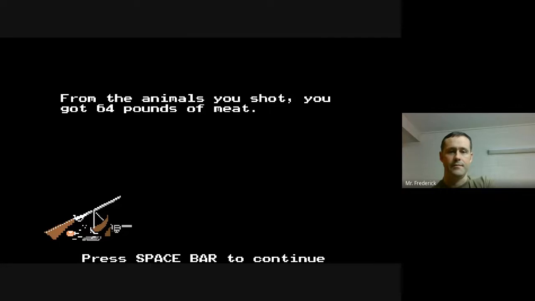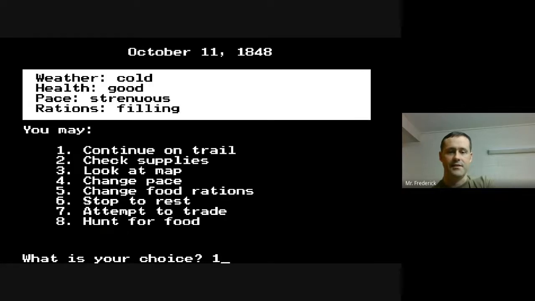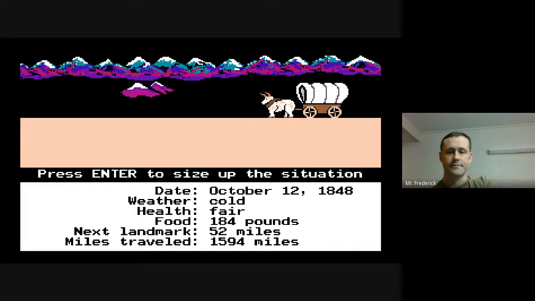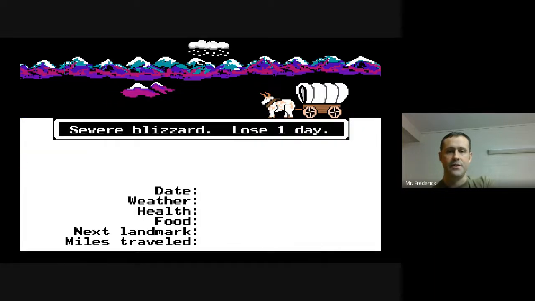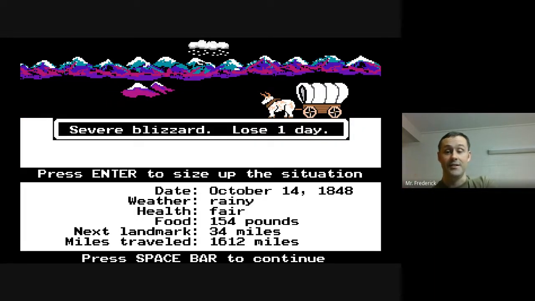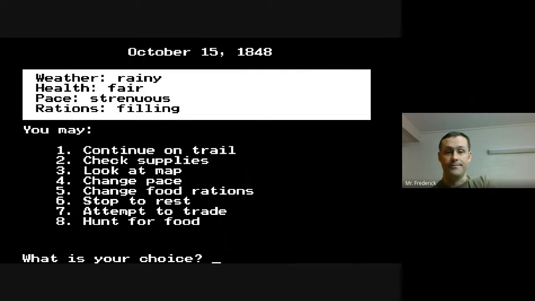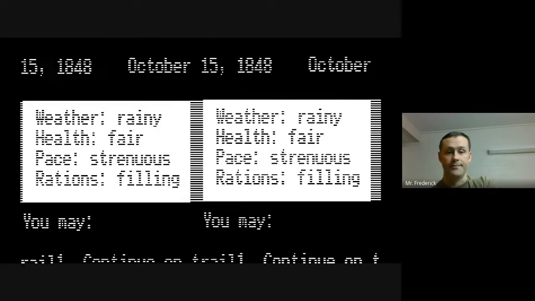Okay. Got that at the last second. Let's continue on the trail. Severe blizzard. Oh, we're getting into the snow. I walked too slow is what it comes down to. And we may also have trouble hunting. Let's check our map real quick. See how close we're getting.